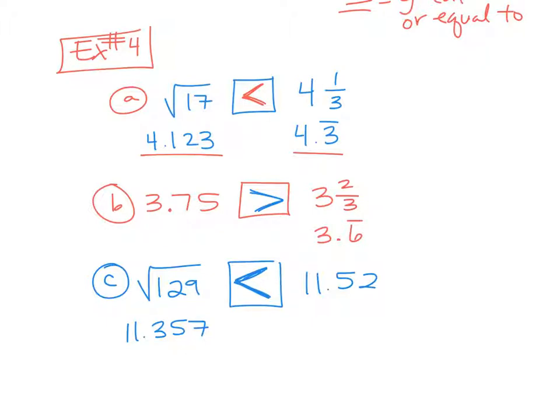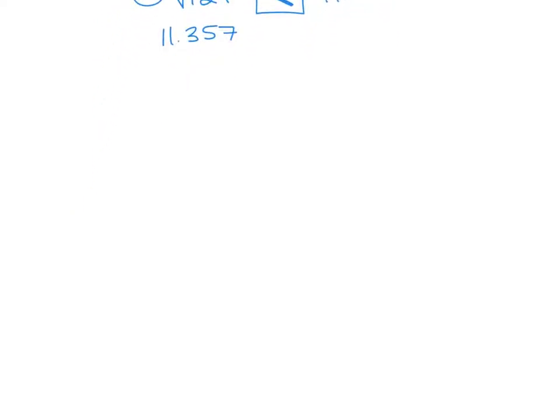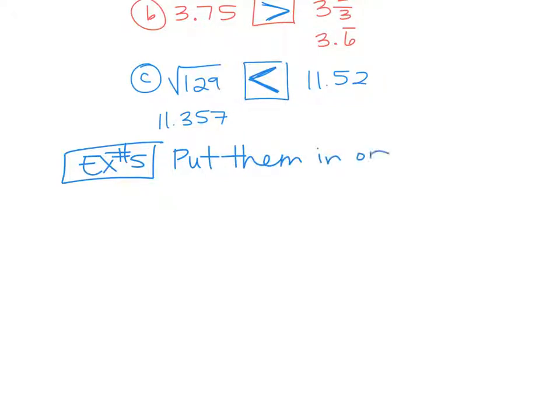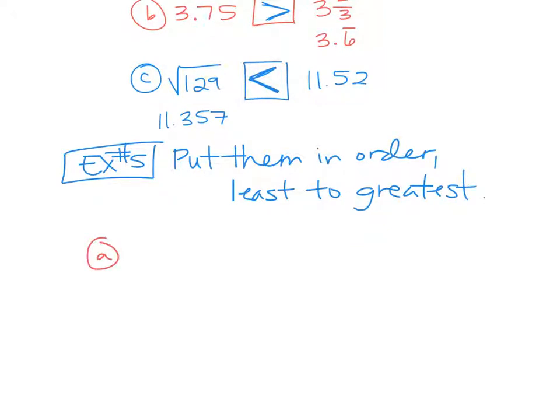Okay, then the only other thing we're going to do in this lesson is we're going to put them in order now. So this is example 5. Put them in order, least to greatest. Okay, so I'm going to give you 5 numbers. Leave yourself some space underneath this. You'll see why. You might want to spread the numbers out a little bit.